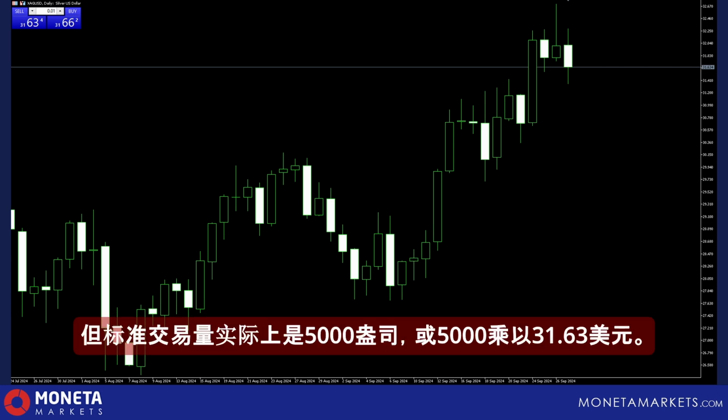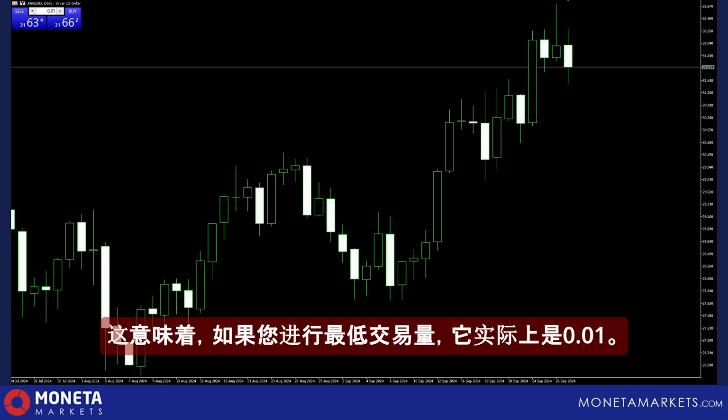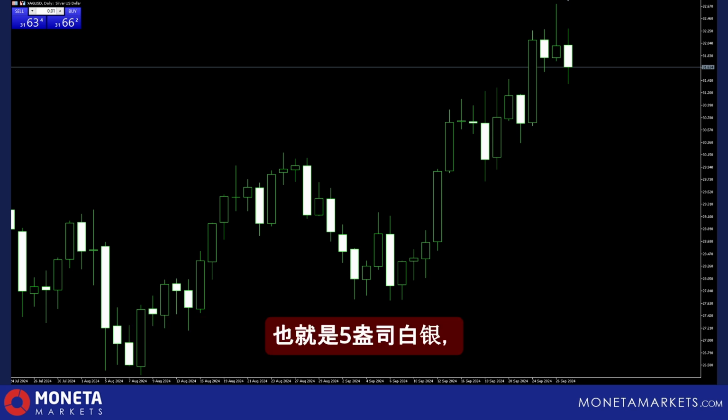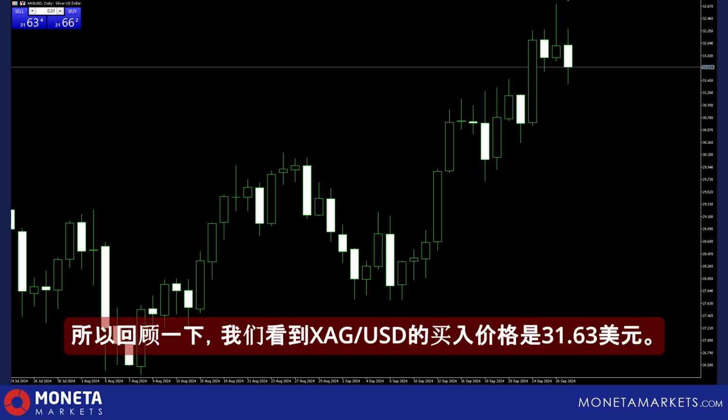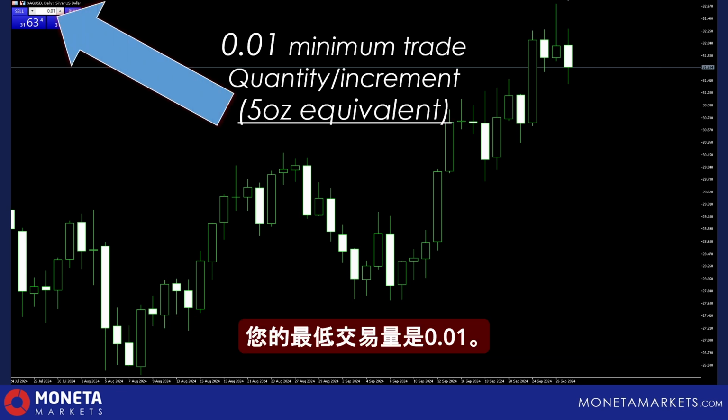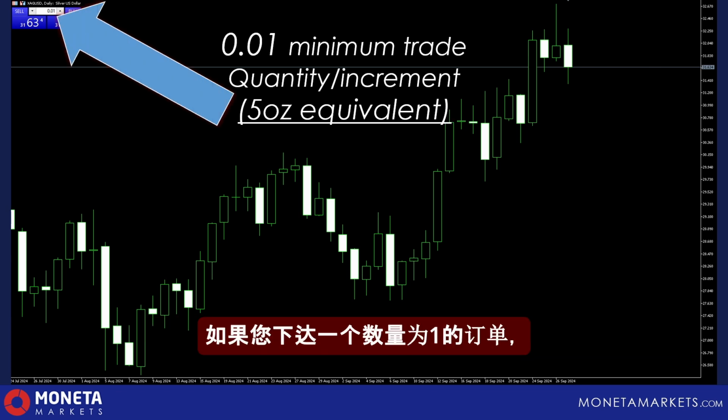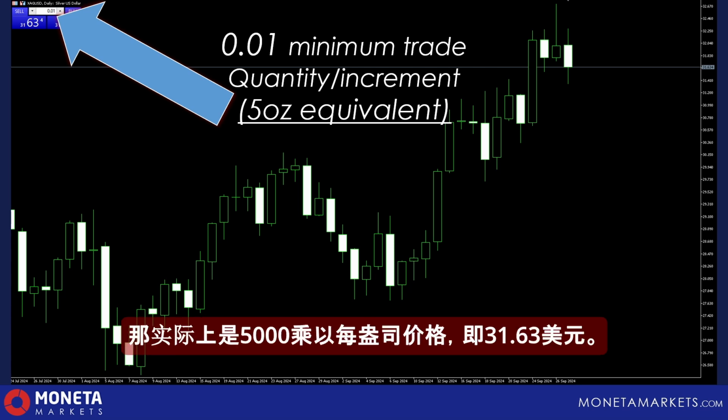Now, the minimum trade size is 0.01, but the standard trade size is actually 5,000 ounces, or 5,000 times $31.634 in this case. So that means that if you took the minimum trade size, it's actually a 0.01 minimum trade or quantity size, which is actually equivalent to 5 ounces of silver, again priced in USD.